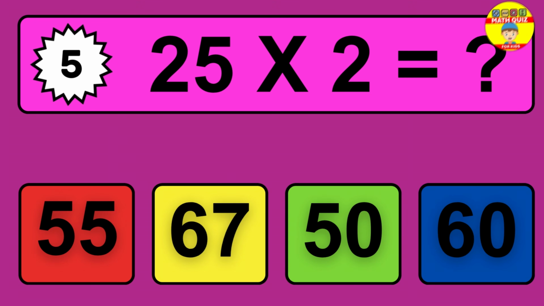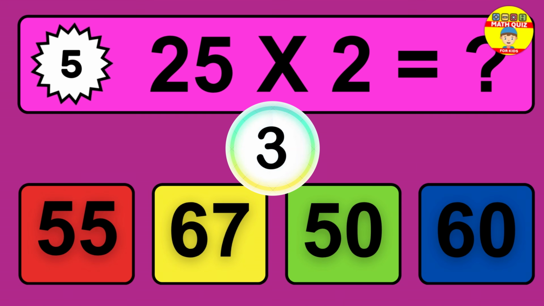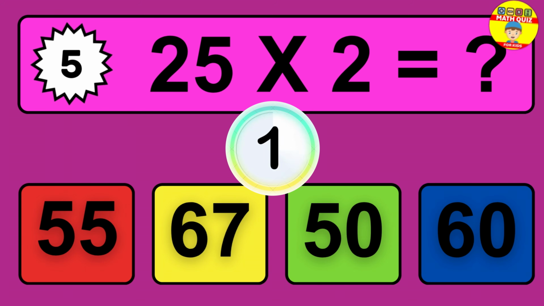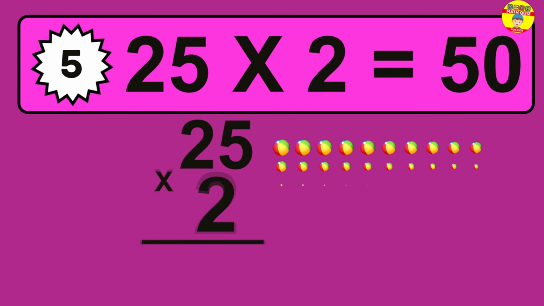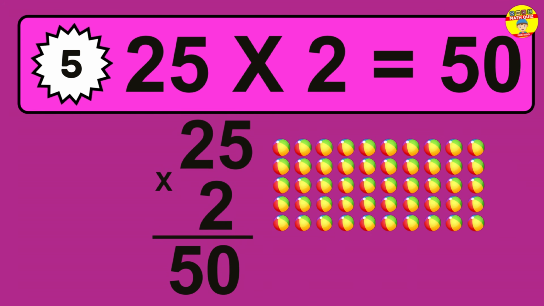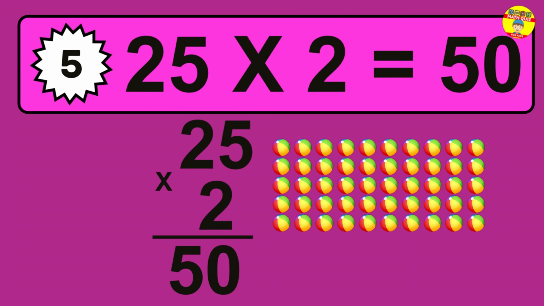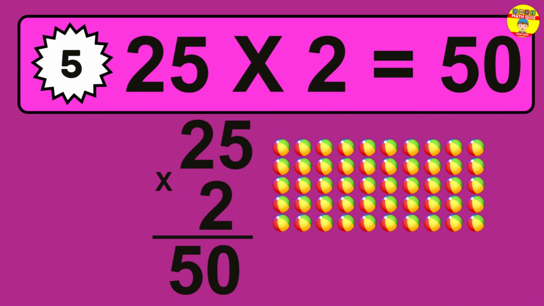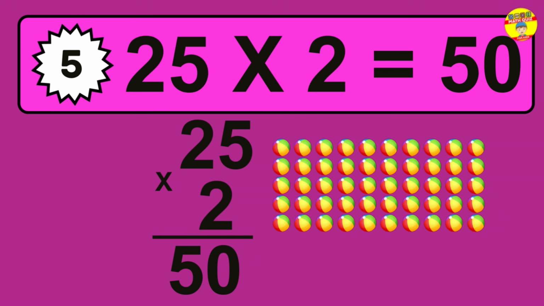Question 5. 25 times 2 equals what? So, the answer is 25 times 2 is 50. To calculate, we have 25 groups with 2 balls each one. So, how many balls do we have? 50 balls.